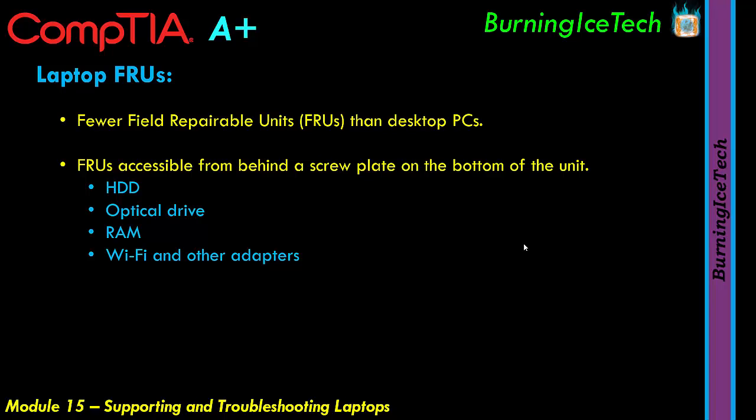So FRUs are accessible from behind a screw plate on the bottom of the unit. So you're going to have to turn the laptop upside down, remove the plastic housings or plastic coverings there. You might even need to remove the battery in most cases. And once you do that, keep note of where you put those screws, as we've said previously. And this is going to give you access to some of the hardware. So you might generally see the hard drive immediately, but the RAM, for example, not necessarily. Sometimes on some laptops, removing one small little plastic panel exposes the RAM. Easy peasy, you see it immediately.